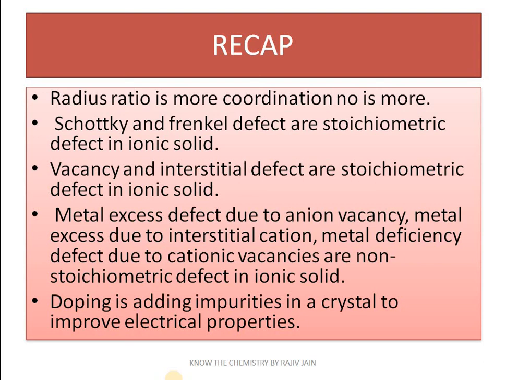Now let's recap. Radius ratio is more, coordination number is more, and radius ratio is the ratio of cation by anion, and it tells us about the geometry of the solid also. Schottky and Frenkel defects are stoichiometric defects in ionic solids. We can say interstitial defects are also stoichiometric defects in ionic solids. Stoichiometry means the ratio of number of cations to number of anions will be the same. Metal excess due to anionic vacancy, metal excess due to interstitial cation. Metal excess due to interstitial cation is like zinc oxide on heating. Metal deficiency due to cationic vacancies is where Fe2 plus changes to Fe3 plus, and doping is addition of impurities.